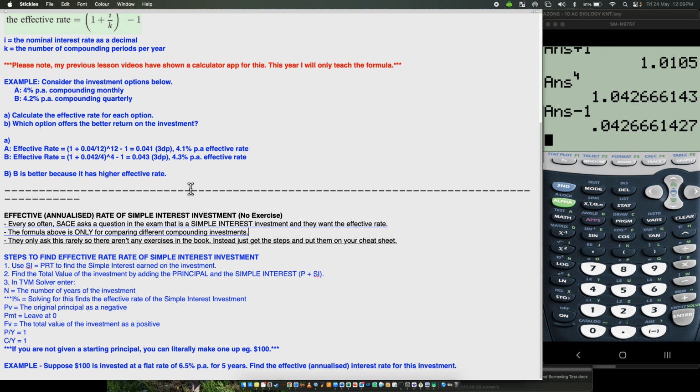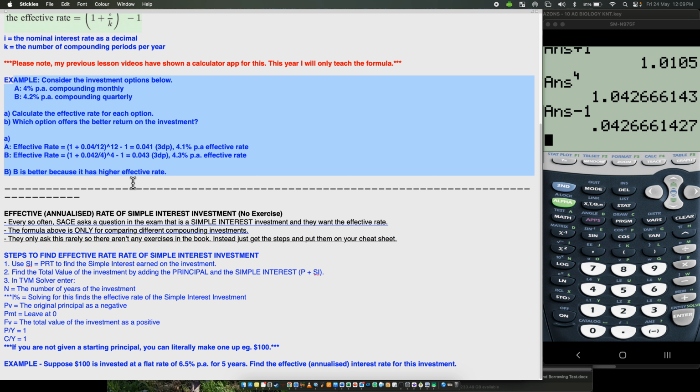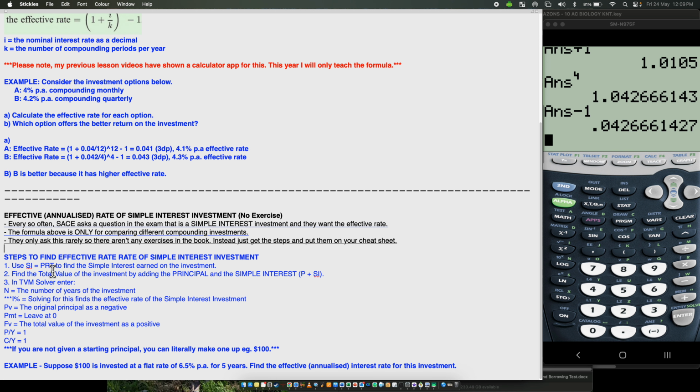So if you've got this example, can I give you some time to get these steps down here for finding the effective rate of a simple interest investment, and then I'll show you how it works. So I'll get back to you at 1:15.